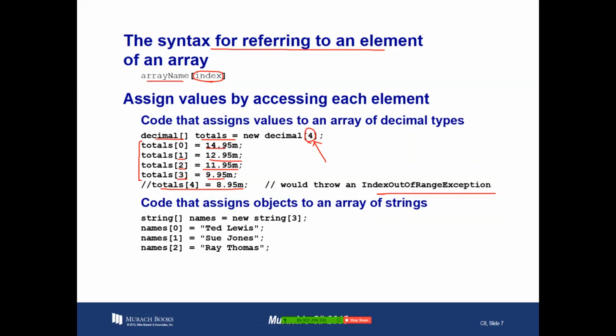So here's code that assigns objects to an array of strings. We've declared a string array named names, and it's got 4 elements in it, and we're setting the first element to Ted Lewis, the second element to Sue Jones, and the third element to Ray Thomas.